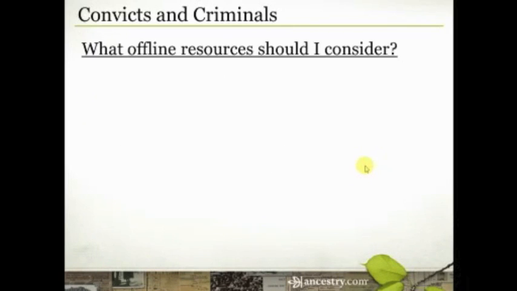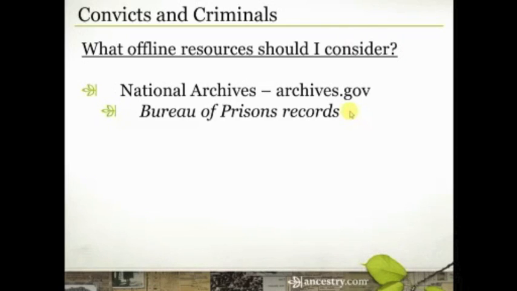Let's just talk in our last few minutes here about a couple more things. First are what offline resources you should consider. I mentioned the National Archives is one for federal prisons or federal court cases. They have the records available there. Not all of those records are public, which means they're not going to be put online, but you can access them. Their website is archives.gov. That provides you with a catalog to the records that they have available. You then, of course, have to go to a National Archives location to access those records.